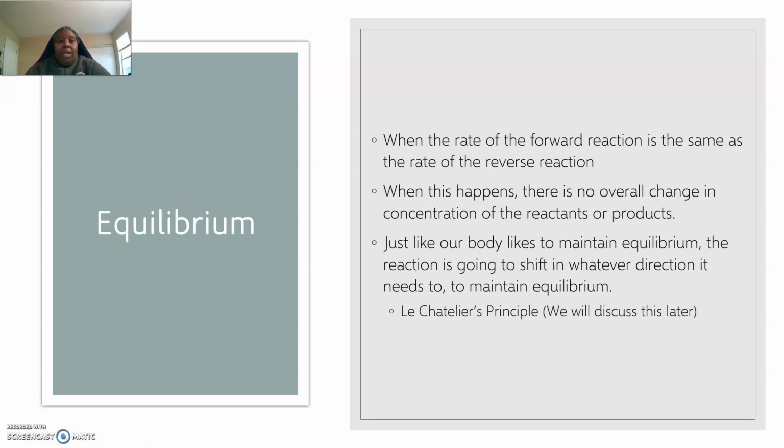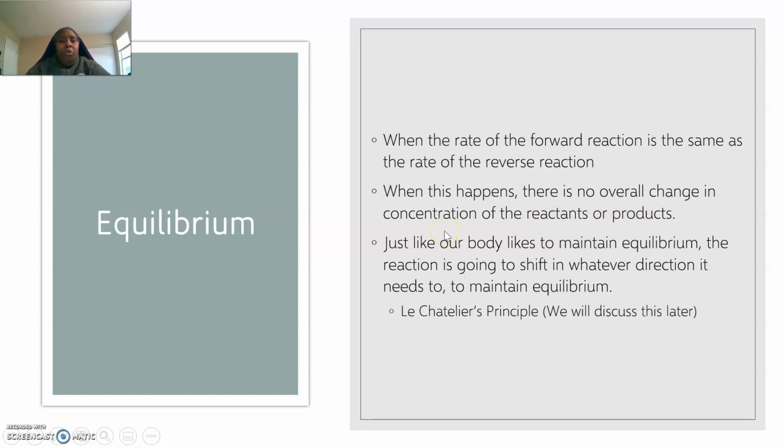All right, so then the second thing we're going to be talking a lot about in this unit is going to be equilibrium. So what is equilibrium? Equilibrium basically means when the rate of the forward reaction is the same as the rate of the reverse reaction. So when this happens, there is no overall change in concentration of the reactants or the products.